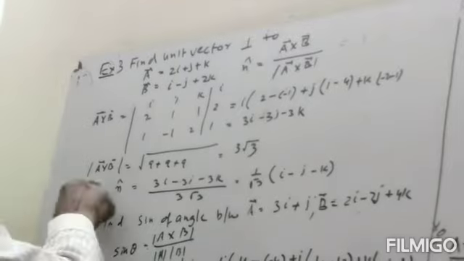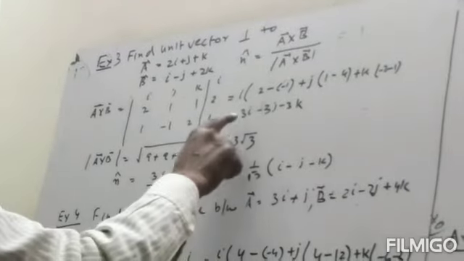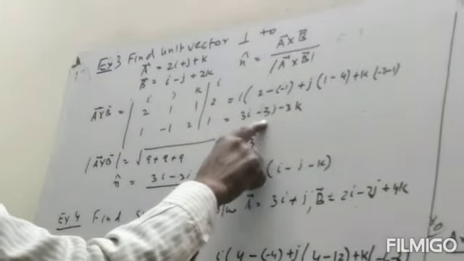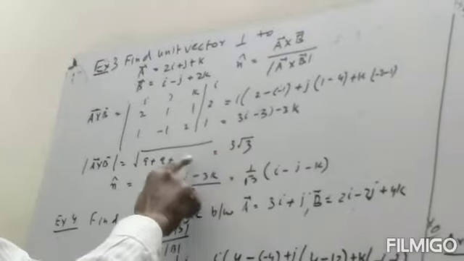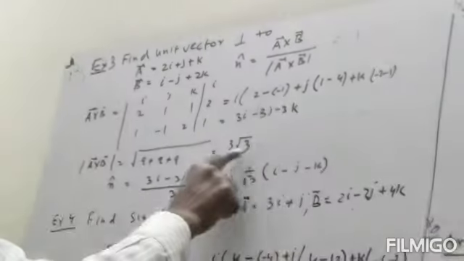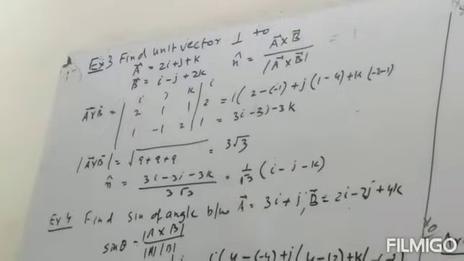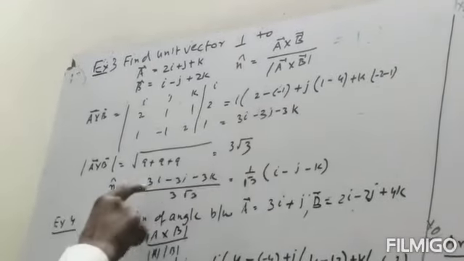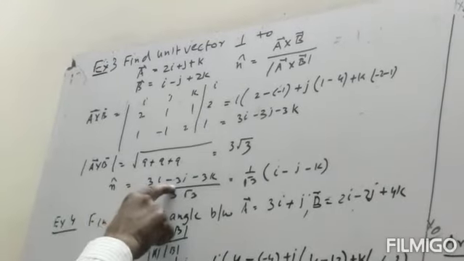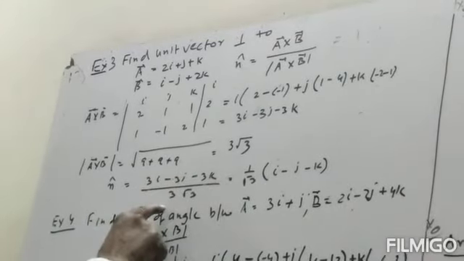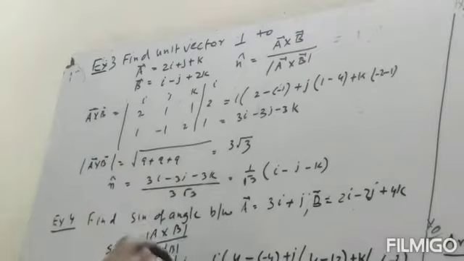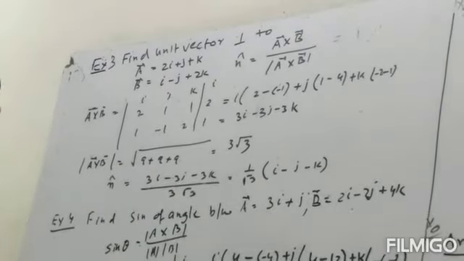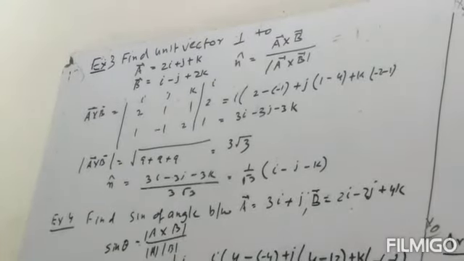So the magnitude of A cross B will be equal to the square root of 9 plus 9 plus 9. So 27, that is equal to 3 root 3. So n cap will be equal to the A cross B vector, that is 3i minus 3j minus 3k, divided by 3 root 3. So 3 cancels. So this will be equal to 1 by root 3 times (i minus j minus k).